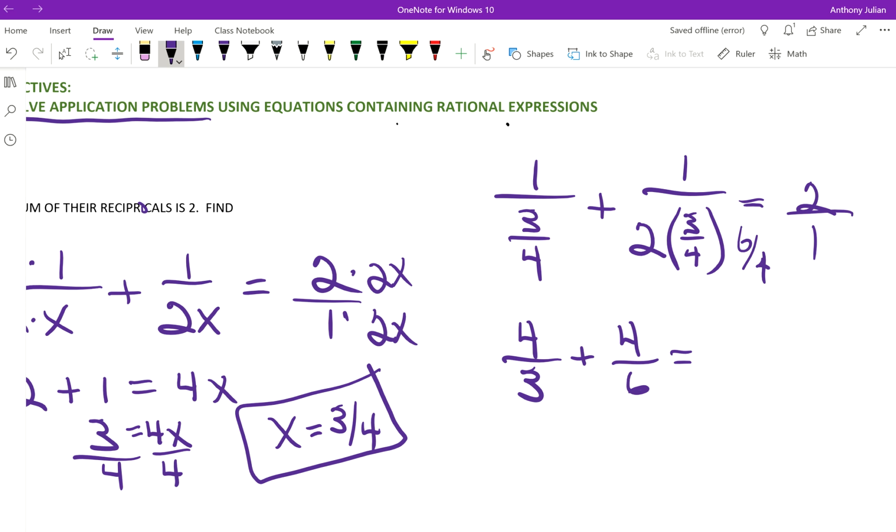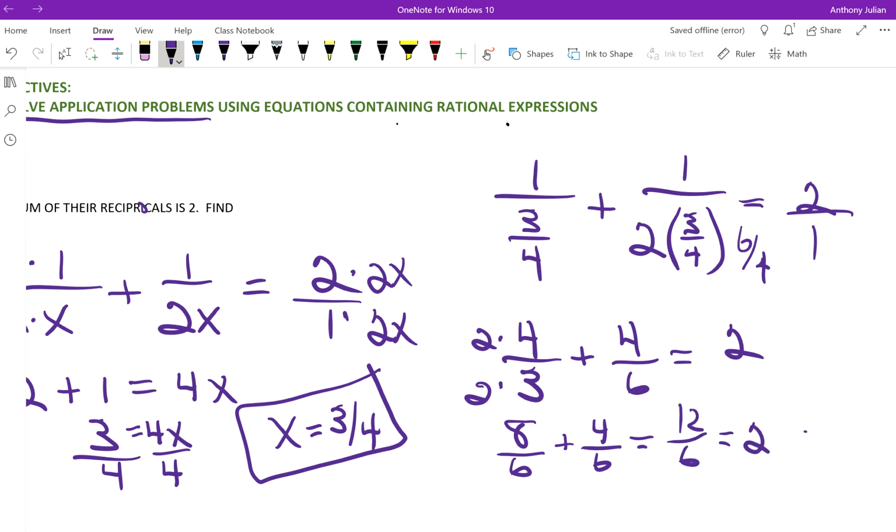And that's it, just that it equals 2. So let's get my denominators to be the same here. I'll multiply this by 2 on the top and bottom. So that's going to give me 8 over 6 plus 4 over 6, and that equals 12 over 6, which equals 2. And 2 equals 2, so that checks out. I'm just checking my answer there by plugging in 3/4. So my answer is x equals 3 over 4.